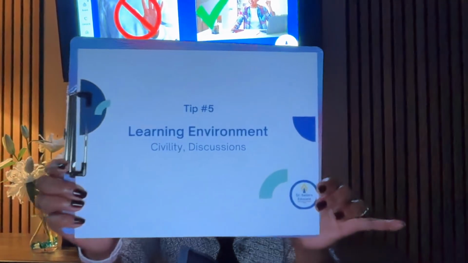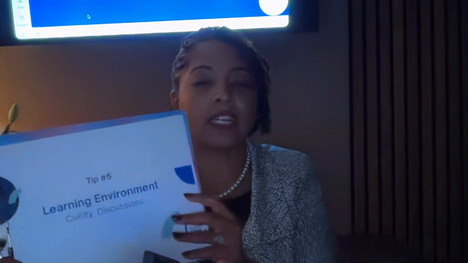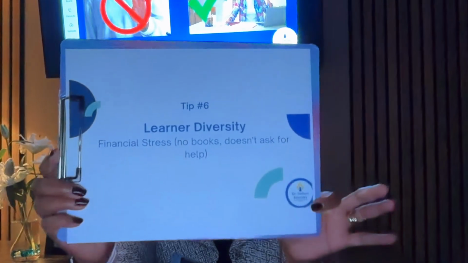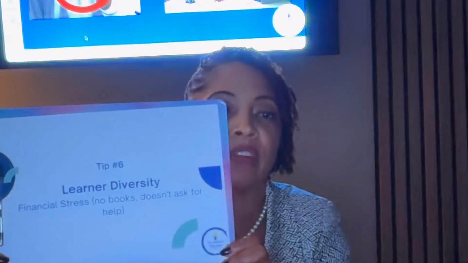So again, tip number 5 is all about the learning environment, promoting civility, engaging in respectful discussions, active listening to make sure that we are promoting that healthy, not only student faculty relationship, but that brave space, that safe space where students feel like they can ask us questions. All right, tip number 6 coincides with learning environment, which is embracing learner diversity, realizing that all students learn differently.